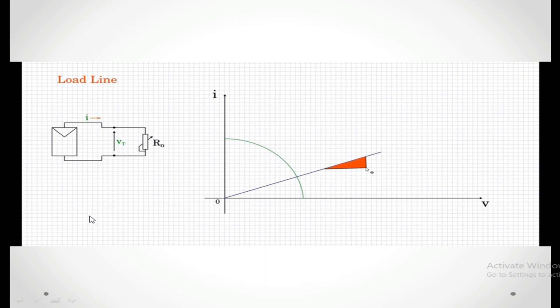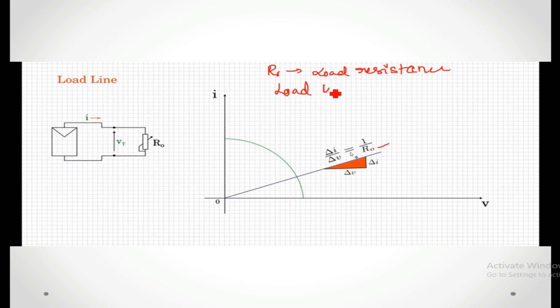The y axis is having I, so that will be delta I. The x axis resembles delta V. So the slope will become delta I by delta V, which is nothing but 1 by R naught, where R naught is our load resistance. So indirectly our load line is a quantity dependent on R naught.